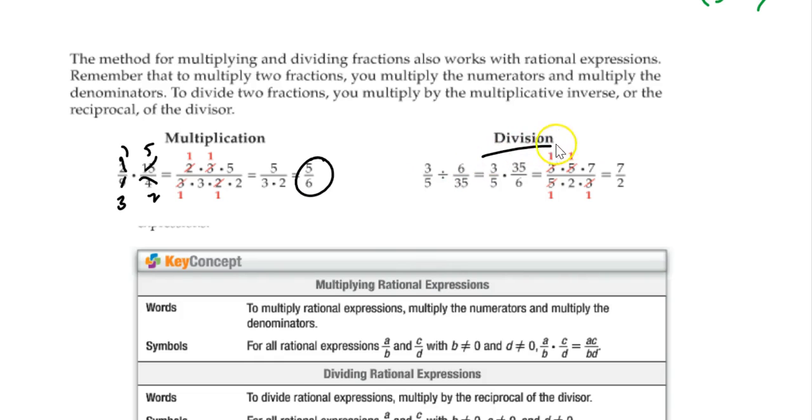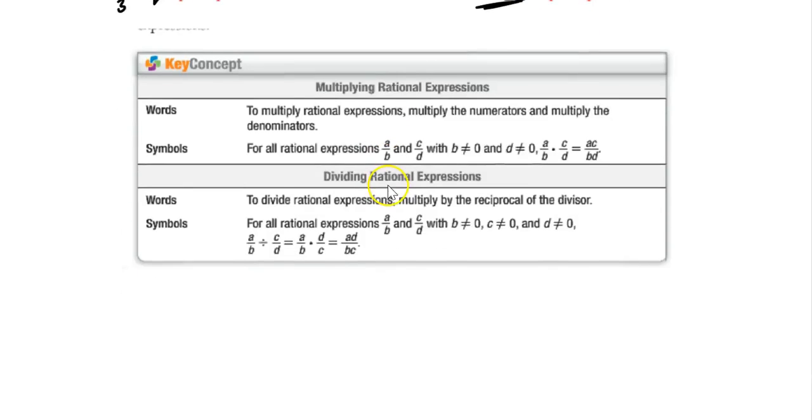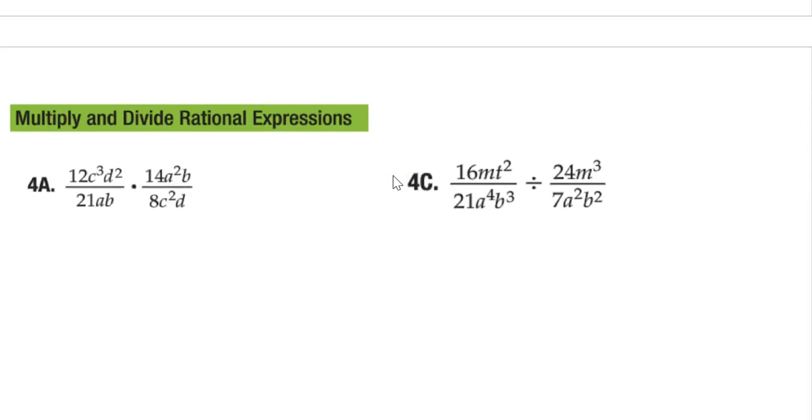And then remember when we divide, you multiply by the reciprocal. Let's keep that in mind. So you're going to flip the right hand side. Alright, so you flip the right hand side, so you get this. And then same rules apply. So let's do an example.